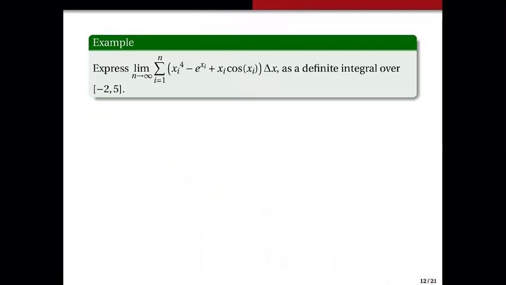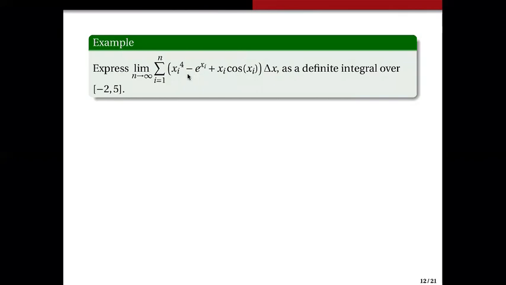Next. Express this expression here, the limit as n approaches infinity of the sum of xi to the 4 minus e raised to xi plus xi times cosine xi, delta x, i running from 1 up to n, as a definite integral over this interval.